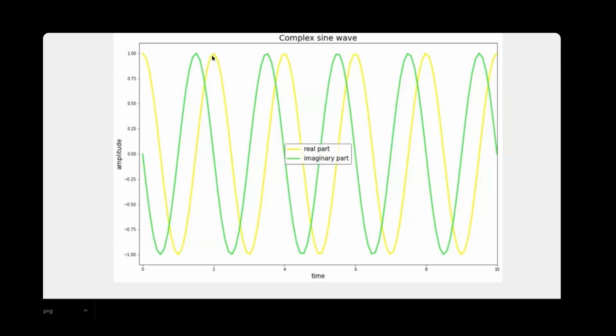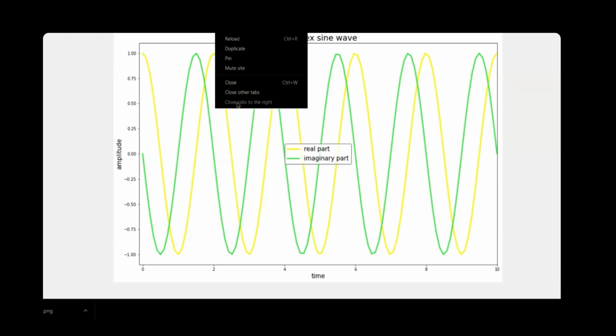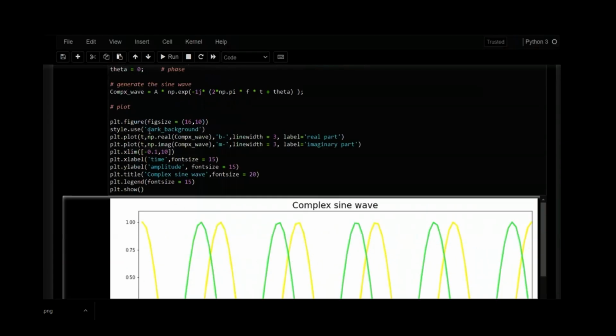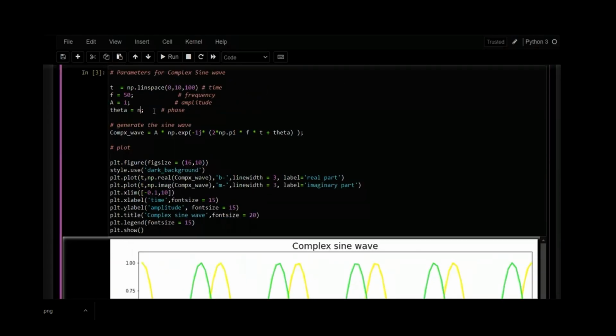The sine and cosine waves are 90 degrees out of phase. When the imaginary part, the sine wave, is at its maximum, the real part, the cosine wave, is before it. Similarly, when the real part is at its maximum, the imaginary part is at its minimum. They move simultaneously but with a 90-degree phase difference.